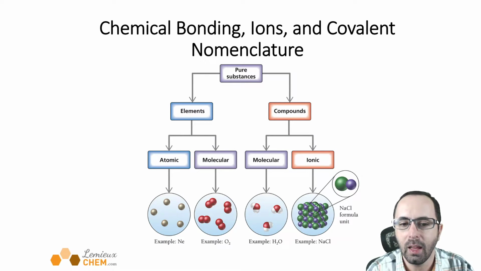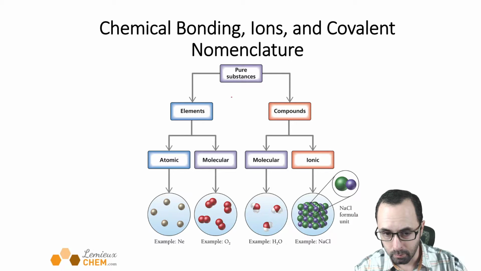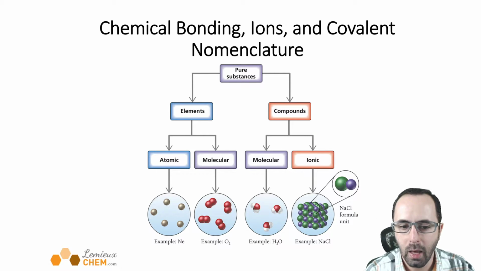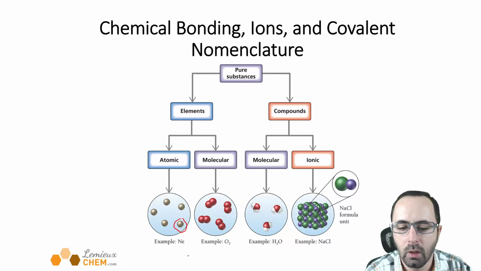So we did define elements as well and compounds. So pure substances can be divided into 2 main big groups, elements and compounds. Elements have all the same type of atoms. So for example, here with neon, it has only neon atoms, which are indicated by these silver spheres.